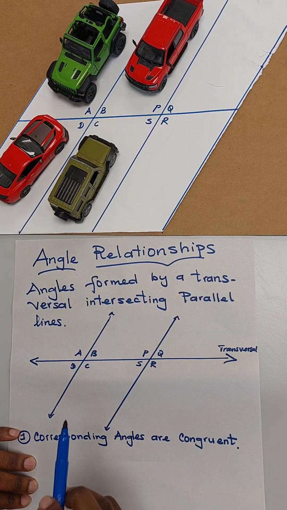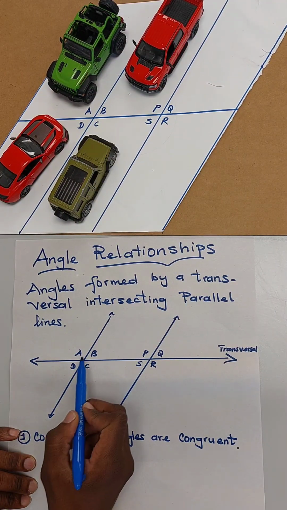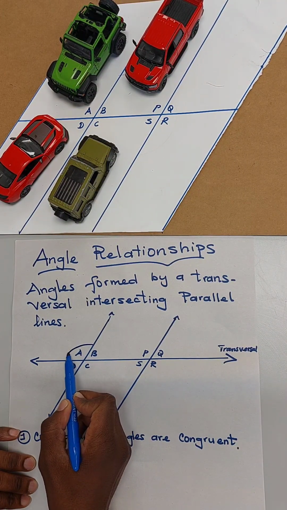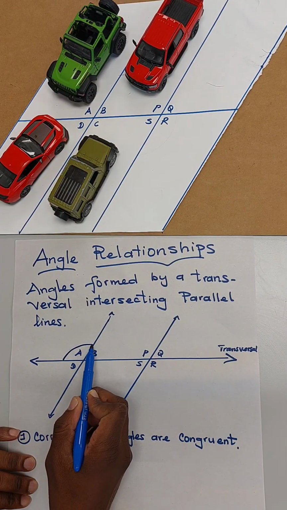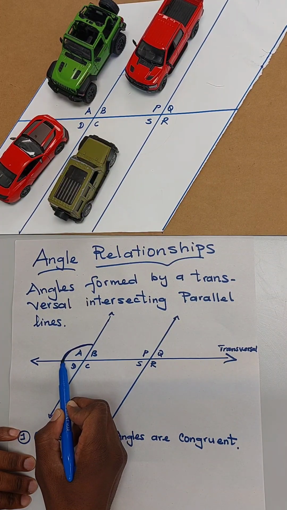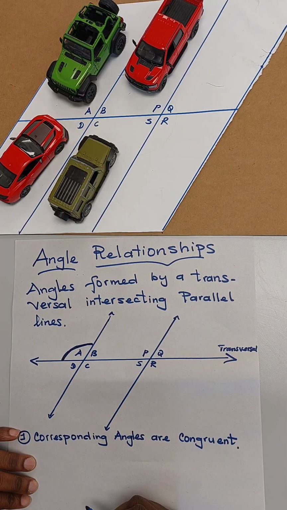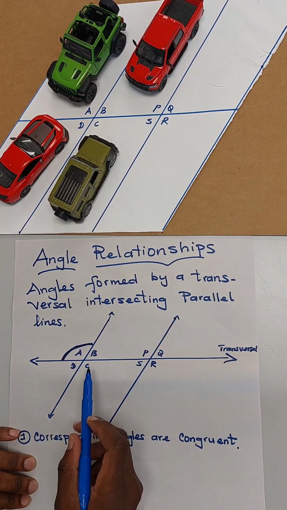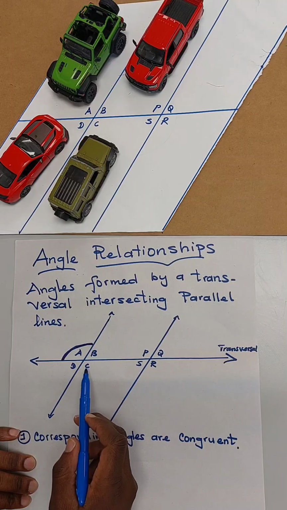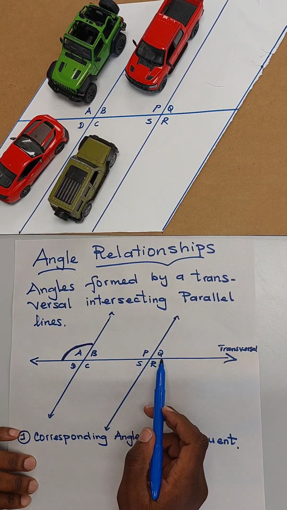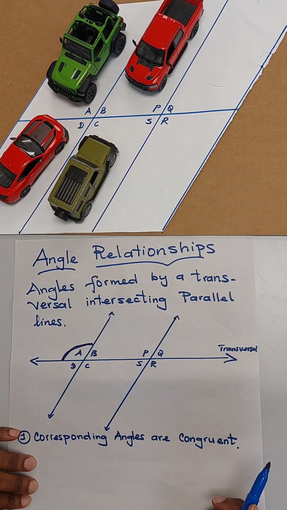Now the thing we are calling an angle is this rotation between one line and another. So for example, this rotation measured right here in degrees is called an angle that has been labeled as A. And you can see other angles B, C, D, P, Q, R, S.